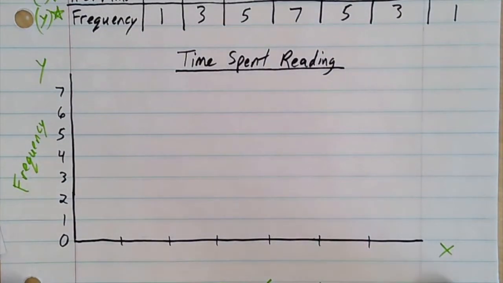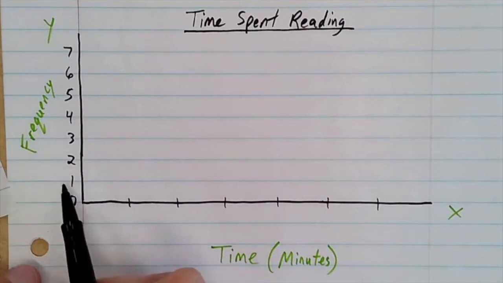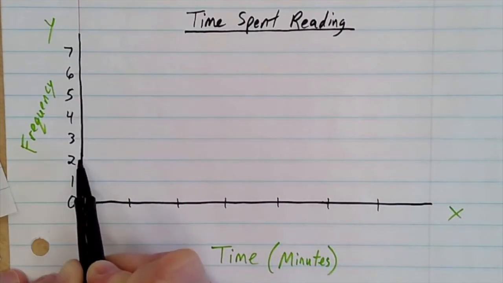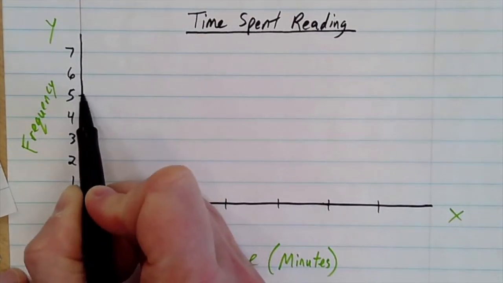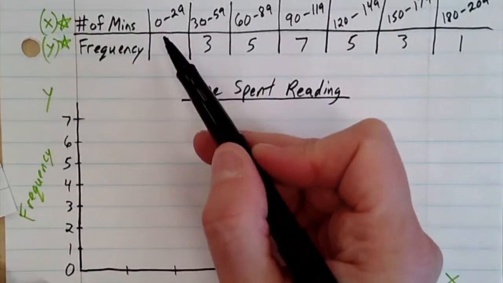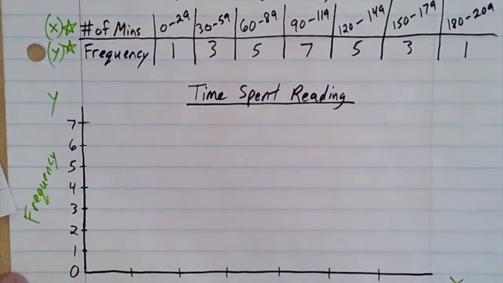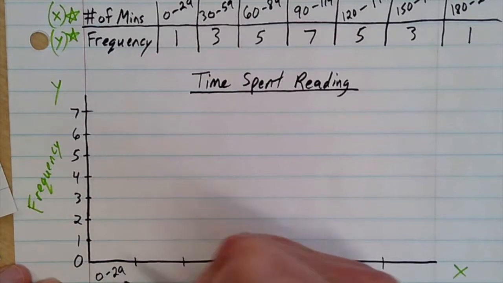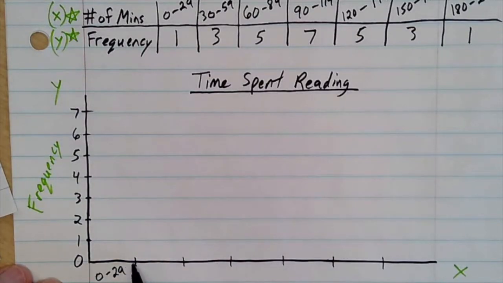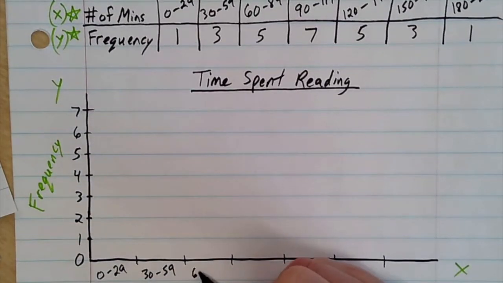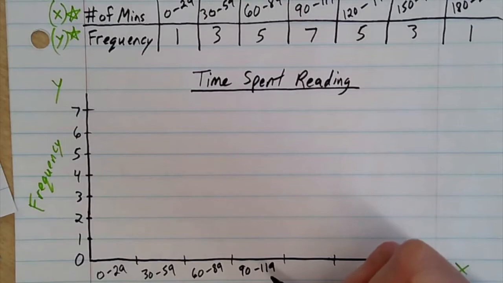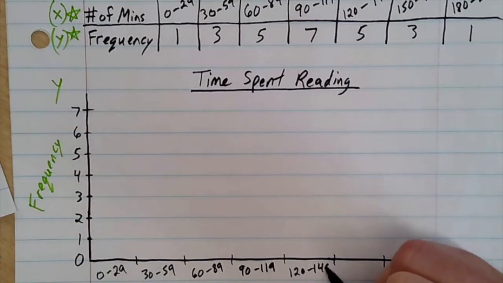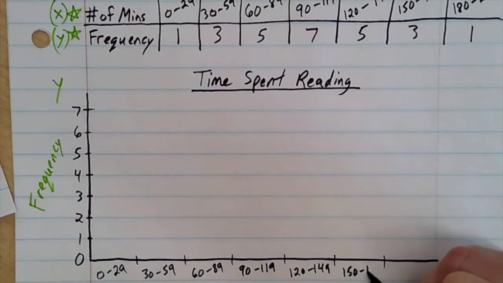So to make our intervals, now you're not labeling the tick, like here the 1 was on the line, but for this axis, they're on the ticks. You're not labeling the tick down below. It's a range, so 0 to 29 has to fit in between here and this line. Then the next one is 30 to 59, and then 60 to 89, 90 to 119, 120 to 149, 150 to 179, and then 180 to 209.